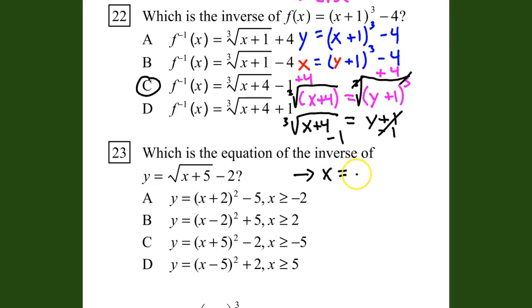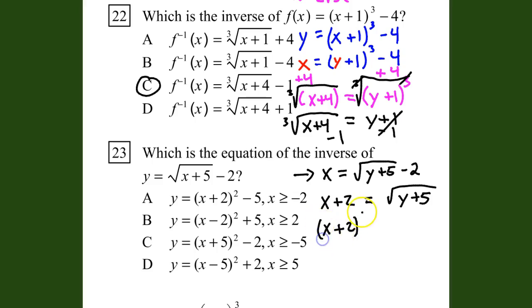So once again, we'll swap x and y. We'll have y plus 5 minus 2. And then do some algebra, add 2 on both sides. So we'll have x plus 2 equals the square root of y plus 5. We're going to square both sides. So we'll have x plus 2 squared, and that equals y plus 5. And then subtract 5 on both sides. So we'll have x plus 2 squared minus 5, and that equals y. So that does look like, yeah, letter A here. It's the only one that really matches.